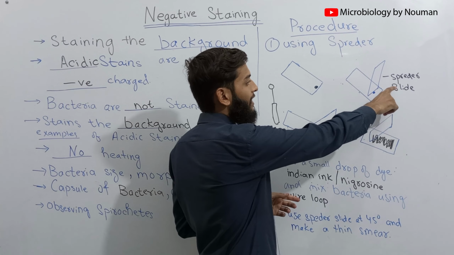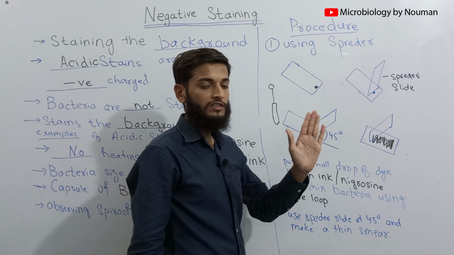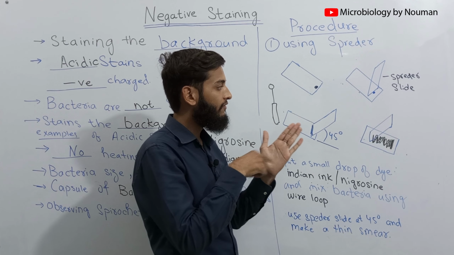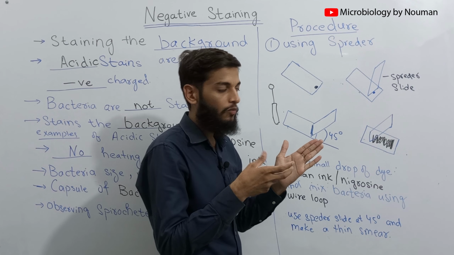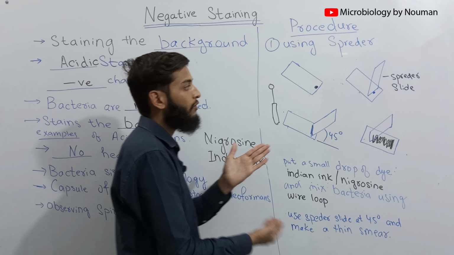Then we will take another slide. This slide will be called the spreader slide. For example, this was our first slide. We have put a drop of Indian ink and we have mixed it with the suspected microbe. That can be bacteria or fungus. For example, fungus includes Cryptococcus neoformans.